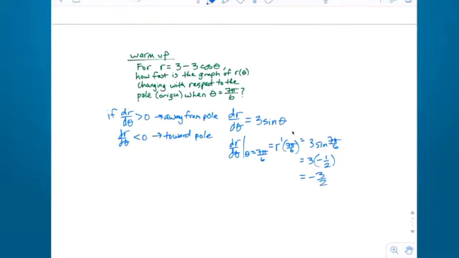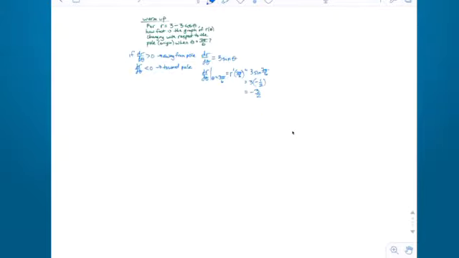Anything that had cosine had x-axis or polar axis symmetry. Anything that had sine had y-axis symmetry, or symmetry with respect to the line theta equals pi halves.